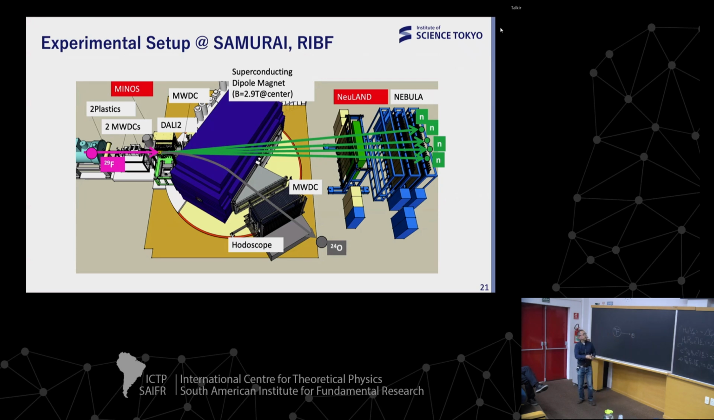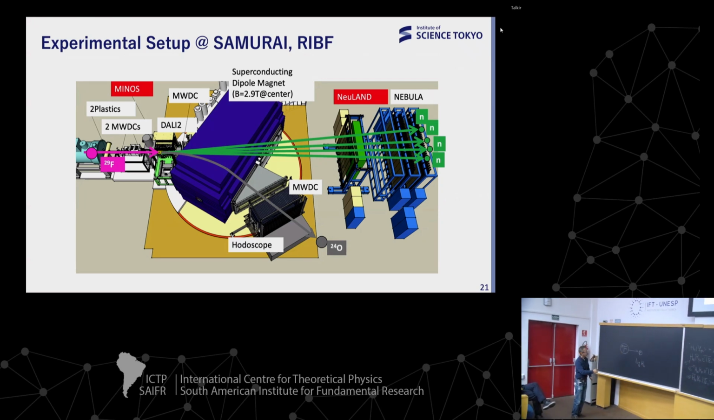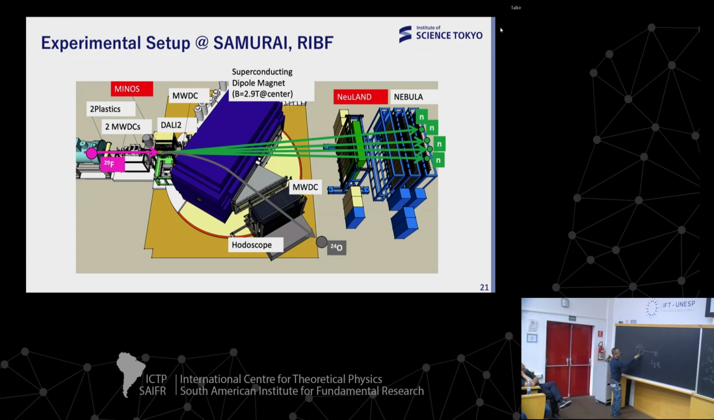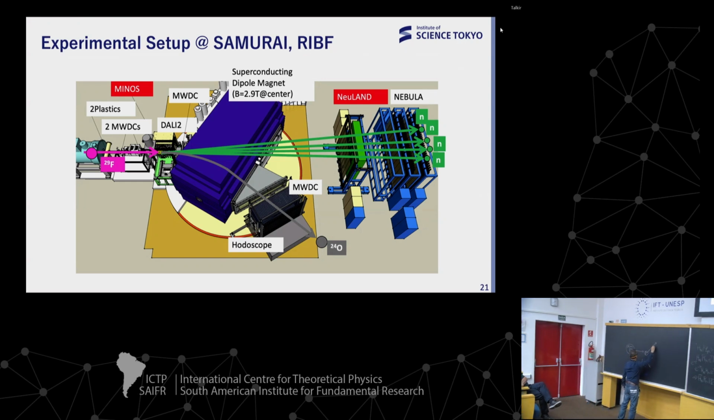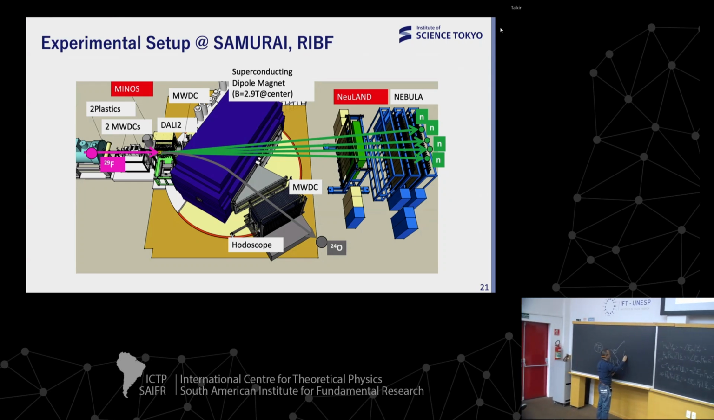Impinged on the proton target. So this is liquid hydrogen in reality. And then we just remove one proton from here. So this proton is knocked out like this. Okay? And then if you remove one proton from fluorine 29, the remaining particle should be oxygen 28.